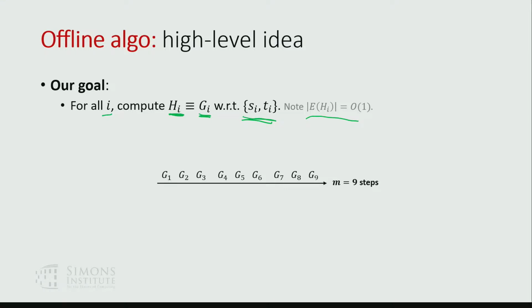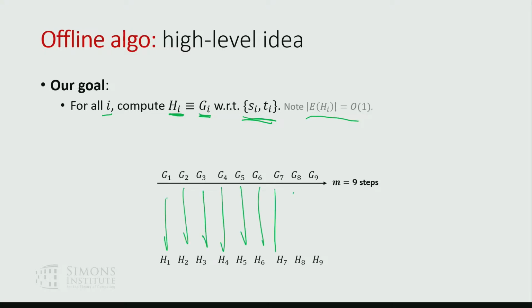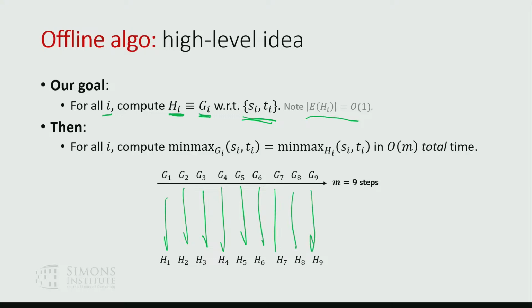Note that the size of h_i will be constant because the terminal set here is just 2 nodes. So given a graph in the timeline, you compute a kind of smaller graph that is equivalent for each of the times. And if you are given this h_i, then you can just compute the min-max of s_i and t_i in G_i by computing it in h_i. For each i you can compute this in constant time, so the total time to return all these things for all i is just linear.